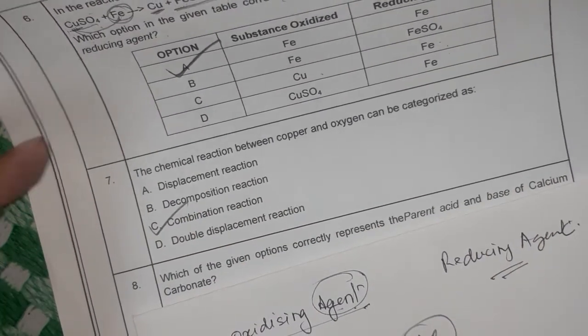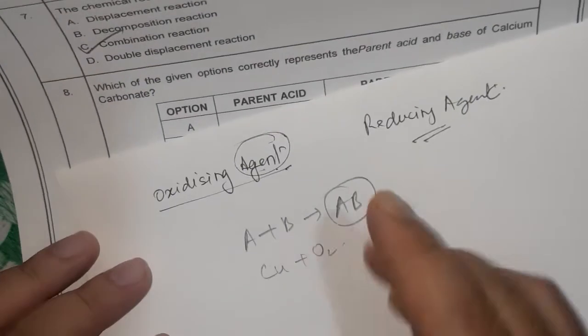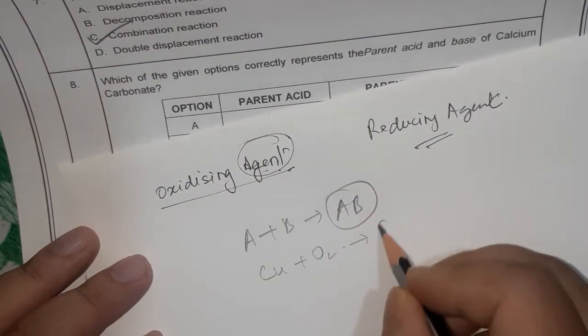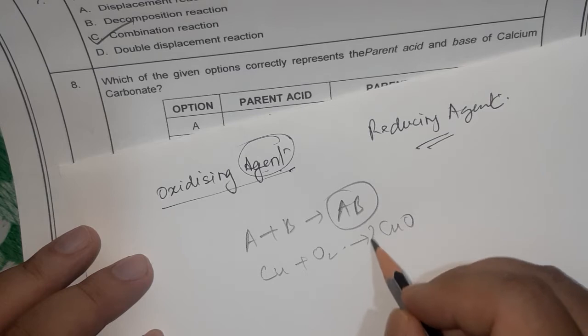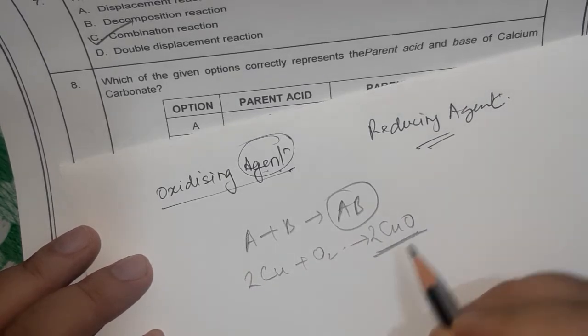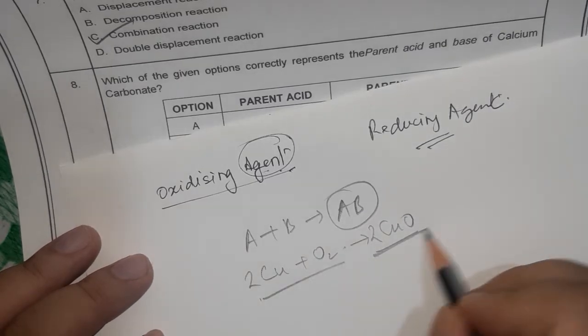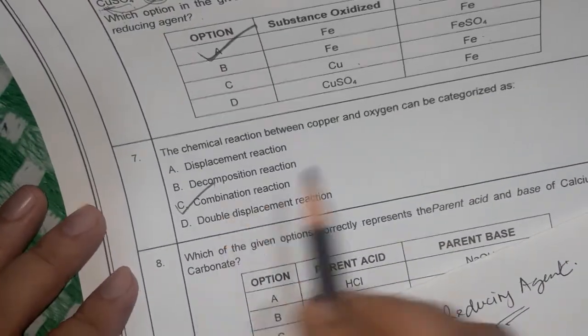Here, copper and oxygen: you can see here copper plus oxygen forms copper oxide. So here we are just balancing the equation. Ultimately, this is one product from two or more reactants reacting to form a single product, so it is a combination reaction. So option C will be the correct option.